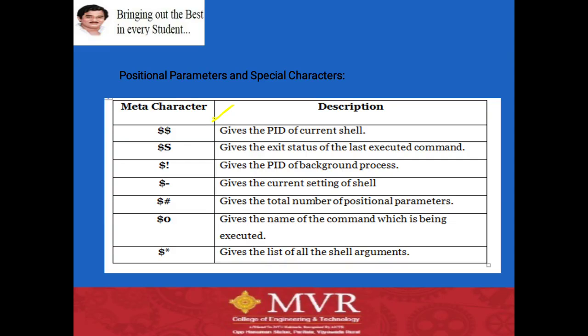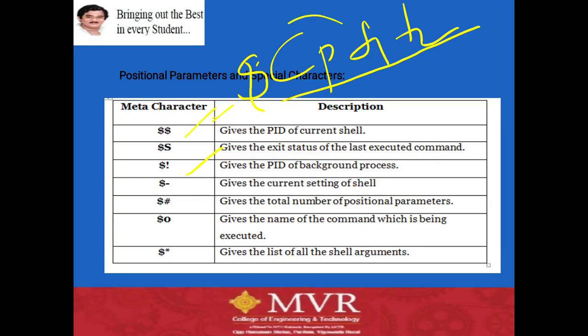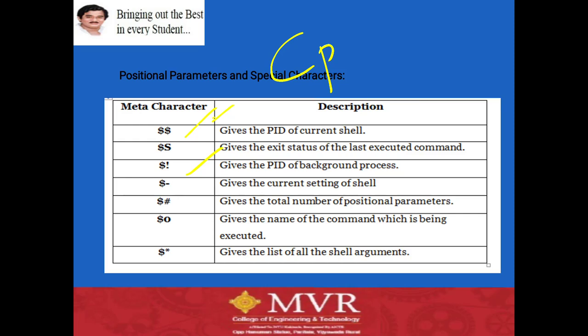Then dollar exclamation mark, the third one, gives you the PID of the background process. The double dollar symbol gives the PID of the current shell, and here it is the process identification number of the background process. As I said previously, whenever you use a cp command, before that I put the ampersand symbol, then f1 and f2. That means the cp command runs in the background. If you want to check the process ID of this cp command, you can check by using dollar exclamation mark. Every process has a unique identification number, and it will be displayed on the screen.